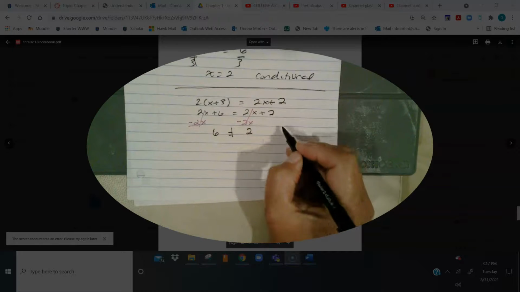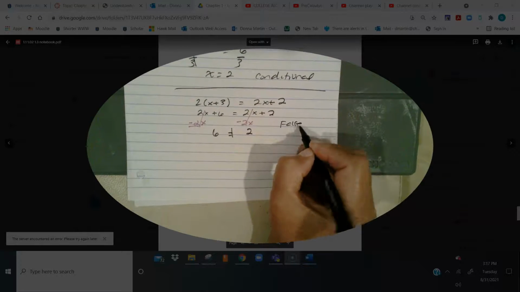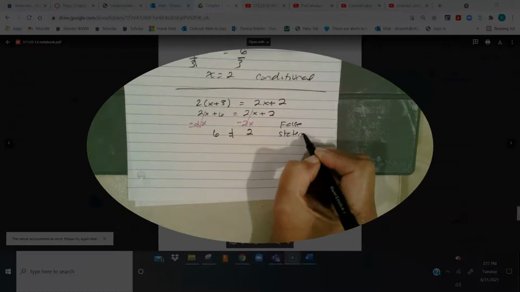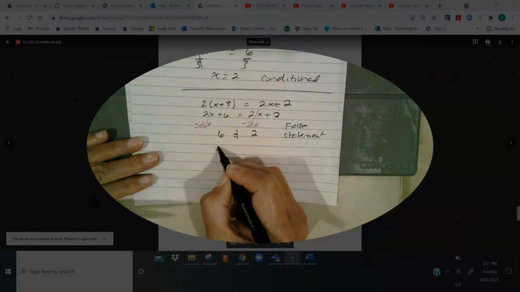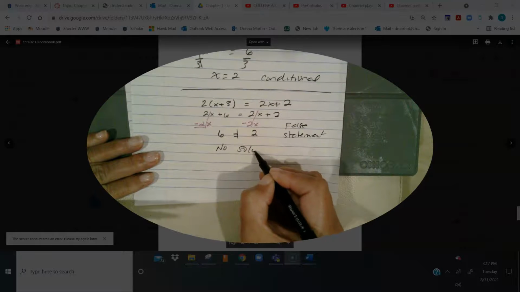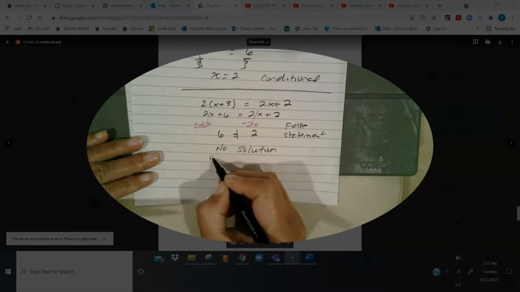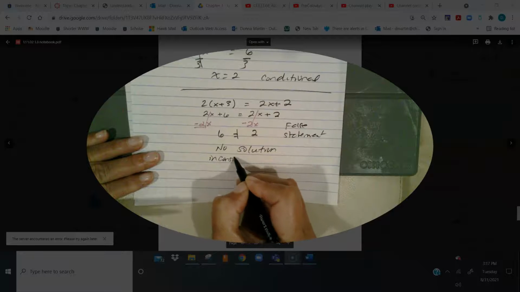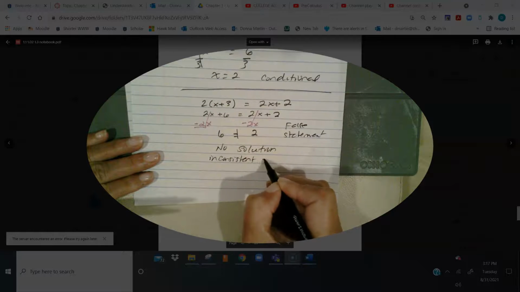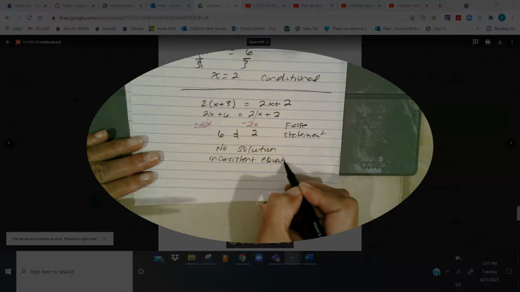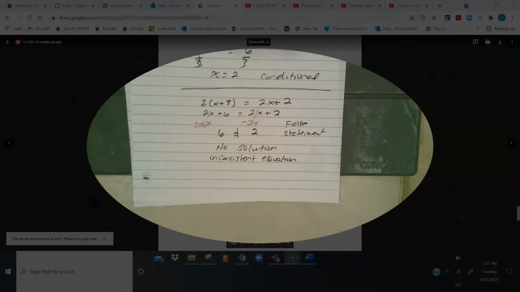That is not true. When you get a false statement, it means that you have no solution. This is an inconsistent equation. There is no real value of x that solves the equation.